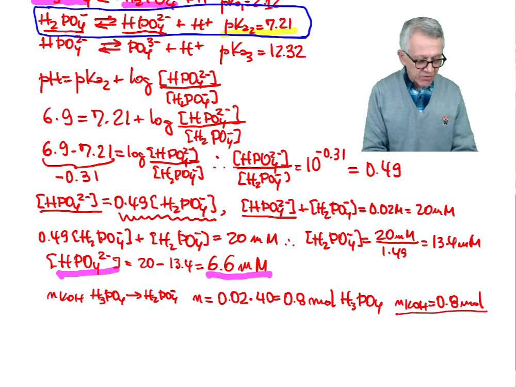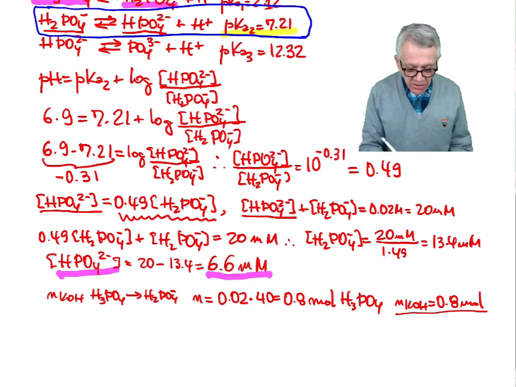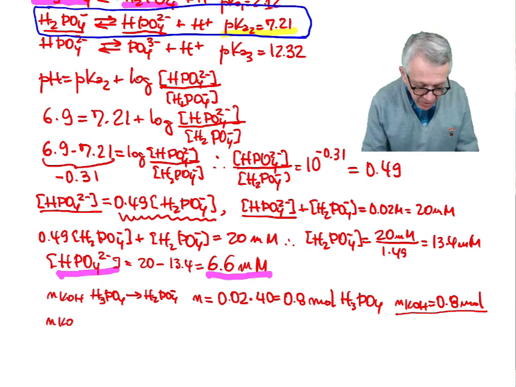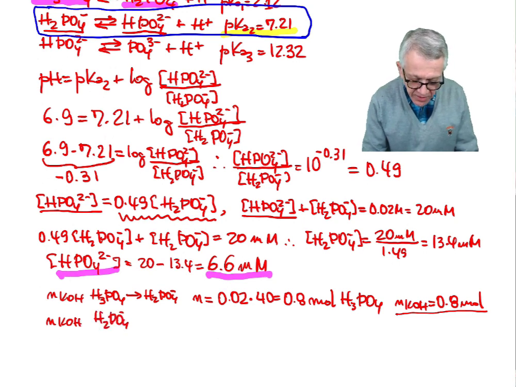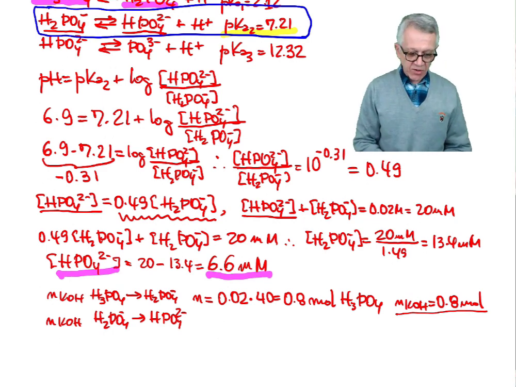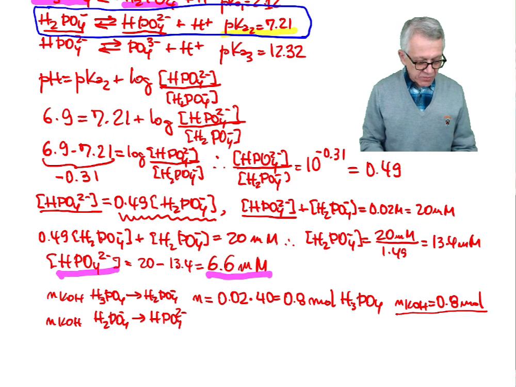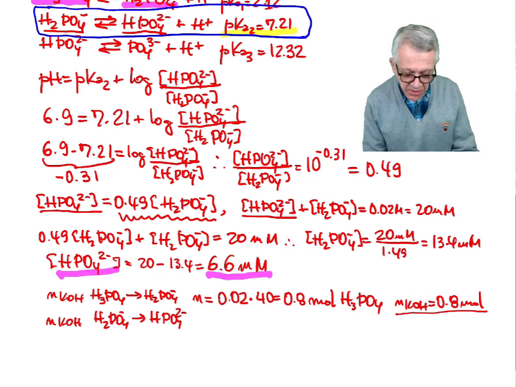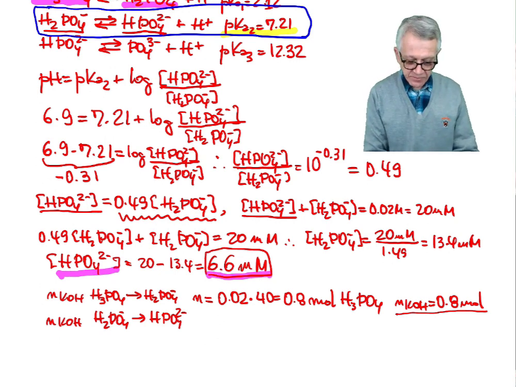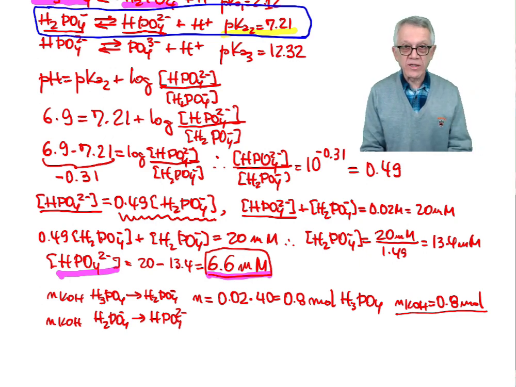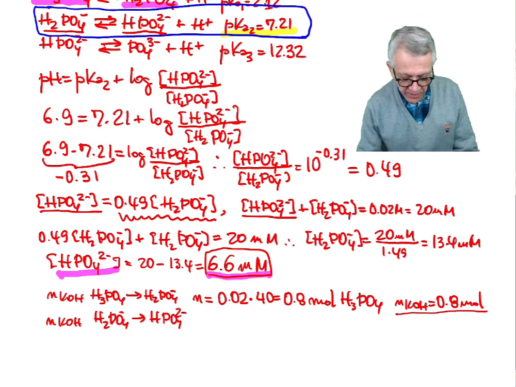And let's calculate the number of moles of KOH that we now need to pick up the H2PO4 minus that we already have above and convert it to HPO4 2 minus, right? So what's the number of moles that I need in here? What is important for this calculation is the concentration of this species, HPO4 2 minus. For each mole of HPO4 2 minus, I need 1 mole of KOH.